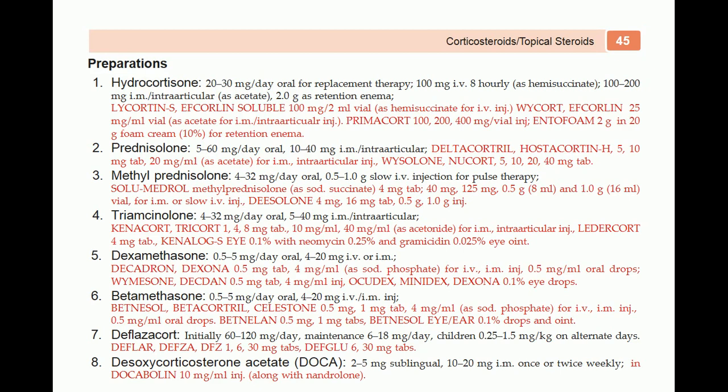Another corticosteroid preparation is deoxycorticosterone acetate, symbolically represented by the capital letters DOCA. It is given 0.2 to 5 mg sublingually, 10 to 20 mg IM once or twice weekly, and Deca-Durabolin 10 mg. These are the branded per ml injections, along with nandrolone.